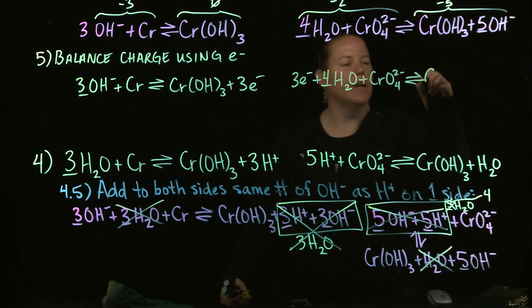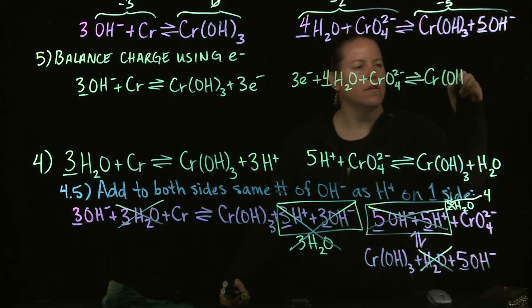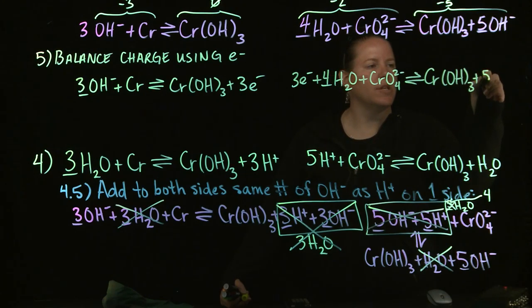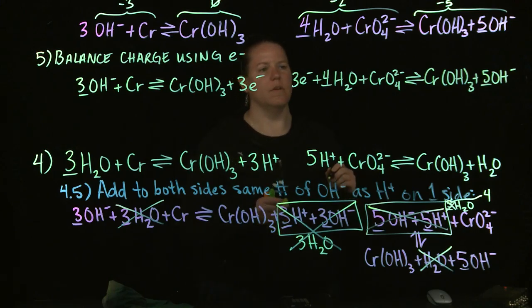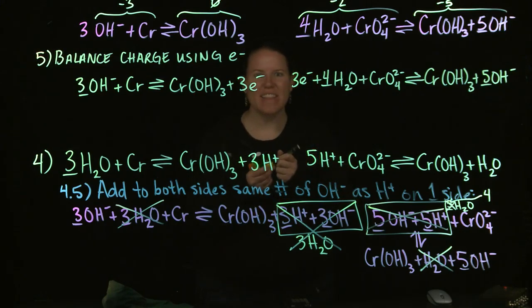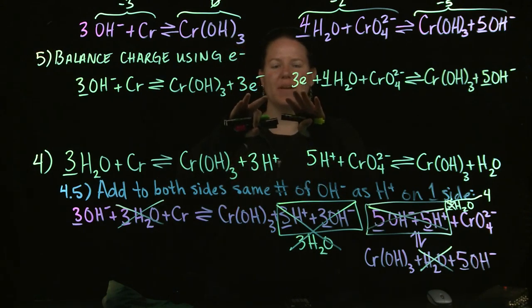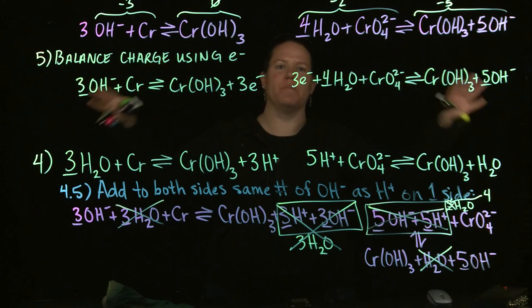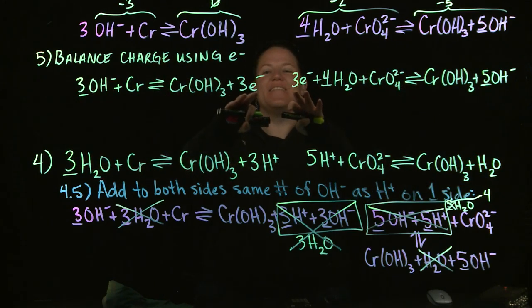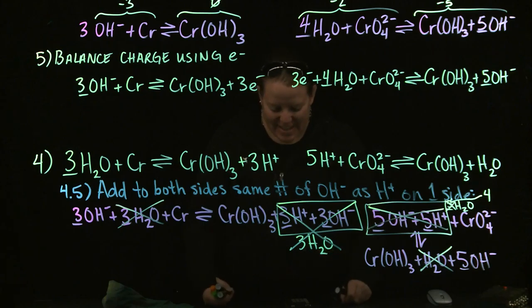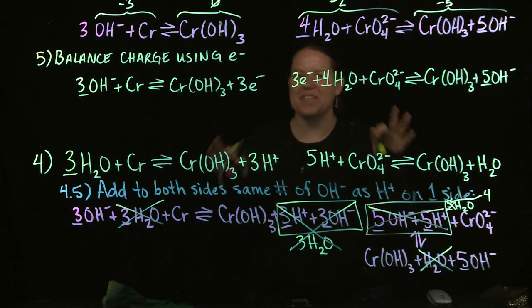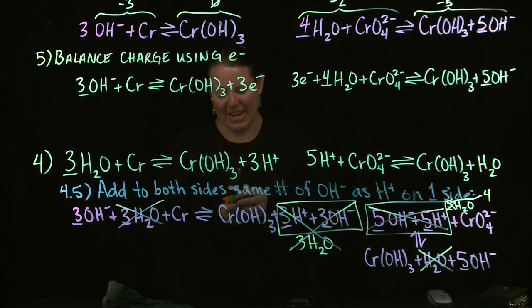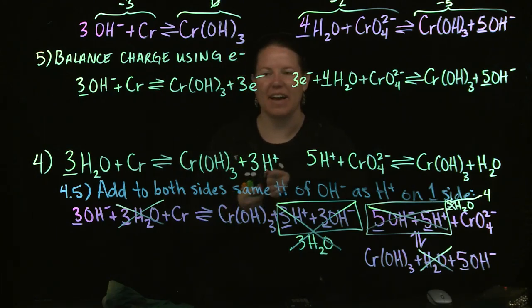Right? So that I can charge balance the overall equation here. And notice that unlike the last time where we had to make sure that we had the same number of electrons and we had to multiply both equations, both of these have the same number of electrons already. So we don't have to multiply these by any kind of number, we just have to add them together.